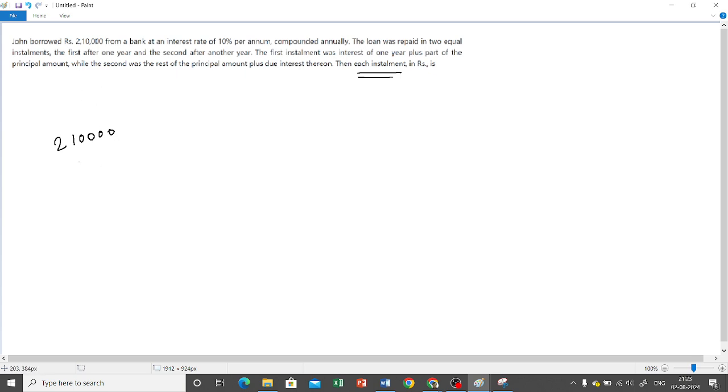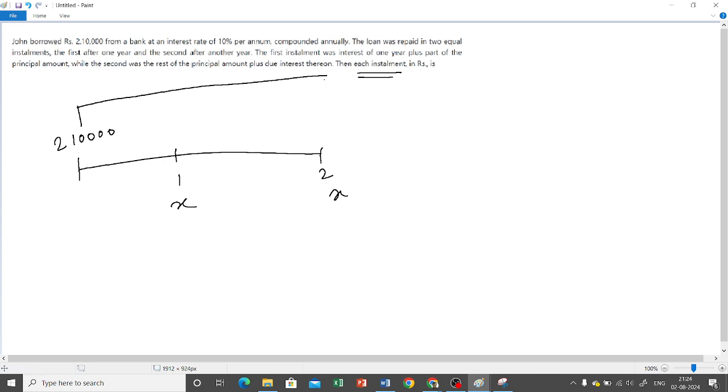This is the principal amount. It needs to be paid in 2 years, 2 equal installments, x. So first of all I need to move this to point 2. So tell me Niladri, if I want to move 2,10,000 to point 2, what will be the value of it? How will I calculate? 2,10,000 into 1 plus r by 100 whole twice. Yes, 1 plus 10 by 100 whole square, right?